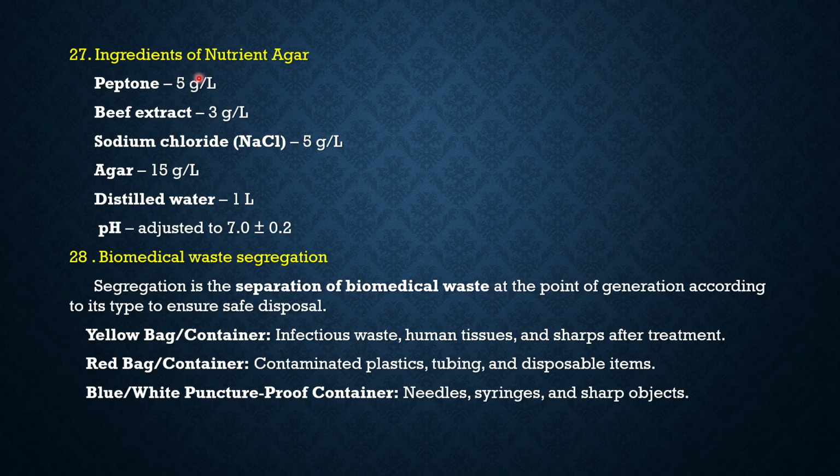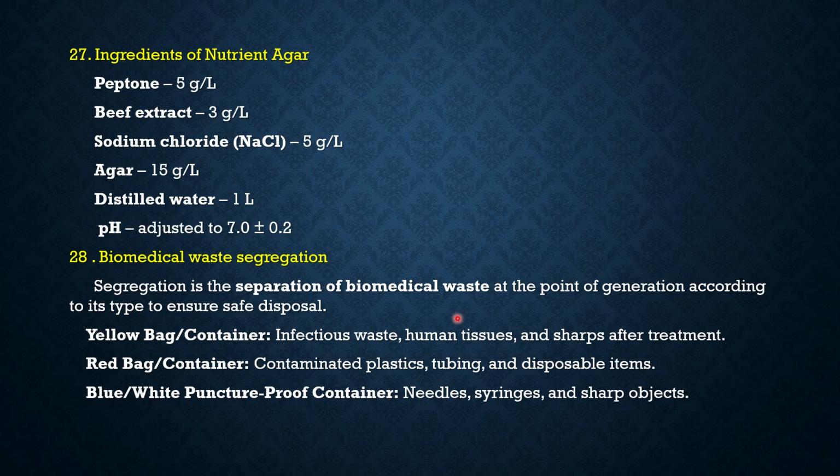27th, what are the ingredients of nutrient agar? Peptone 5 grams per liter, beef extract 3 grams per liter, sodium chloride 5 grams per liter, agar 15 grams per liter, and distilled water will be 1 liter. pH is adjusted to 7 plus or minus 0.2. Biomedical waste segregation. Segregation means it is separation of the biomedical waste.